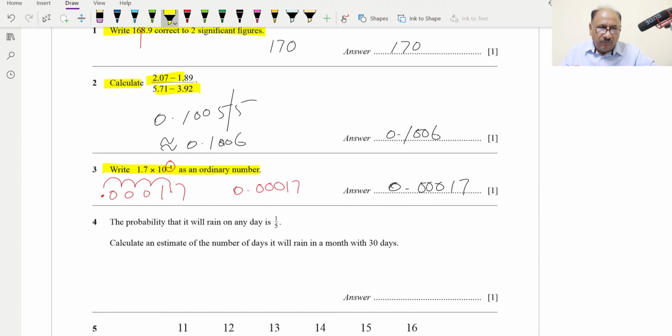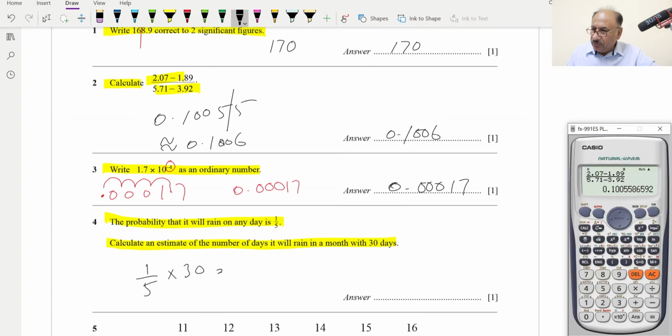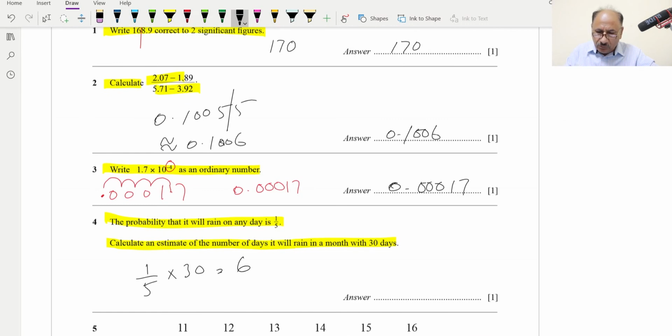Then question number 4 says the probability that it will rain on any day is 1 by 5. Calculate an estimate of the number of days it will rain in a month of 30 days. So 1 over 5 multiplied by 30 will be equal to 6. So it will be 6 days basically.